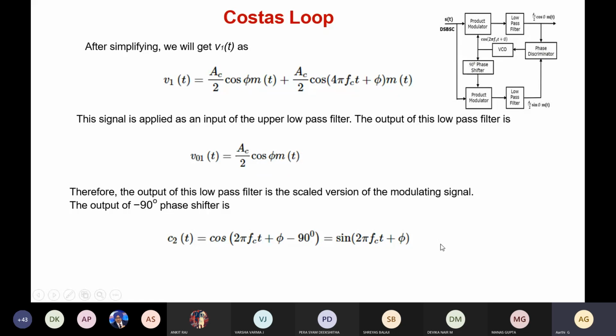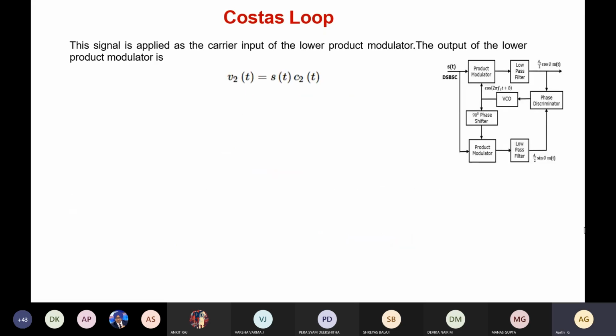So now this will be multiplied with the DSBSC waveform. So now what will be the output of the product modulator? After you multiply with S of t, let us take the output of product modulator 2 as B2 of t. So this is S of t into C2 of t. S of t is the DSBSC input.